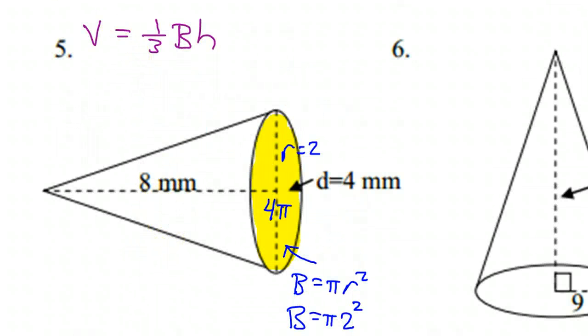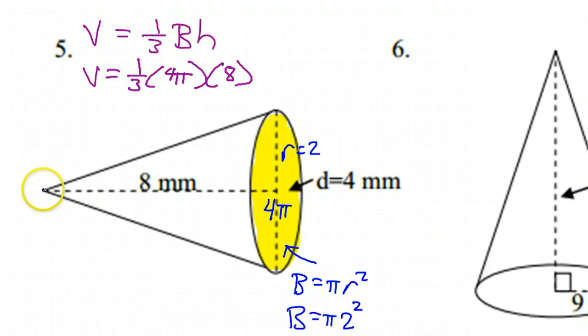So back to the formula then. If the volume of a cone is 1/3 area of the base times height, then the volume is 1/3, the area of the base is 4 pi, and the height is 8 millimeters. Notice even though the cone is sideways, the height is still the distance from the base to the vertex of the cone. So let's see, 1/3 times 4 pi times 8.